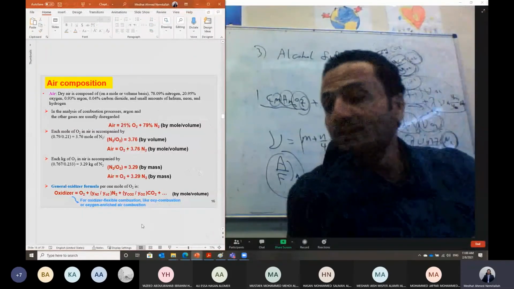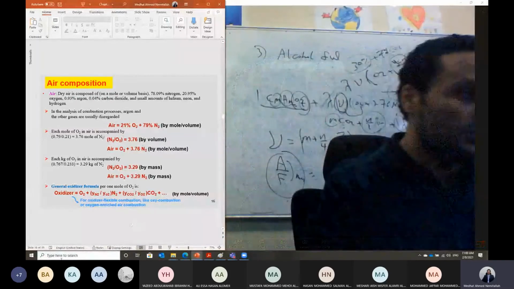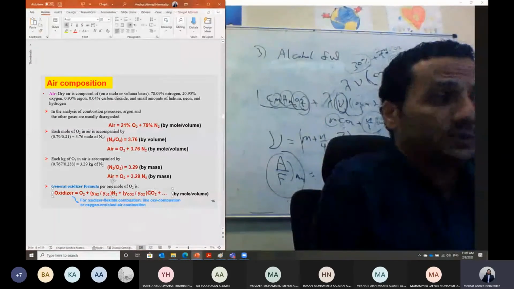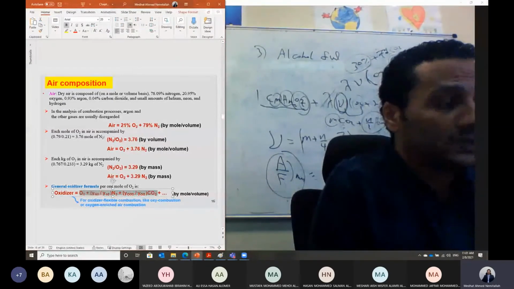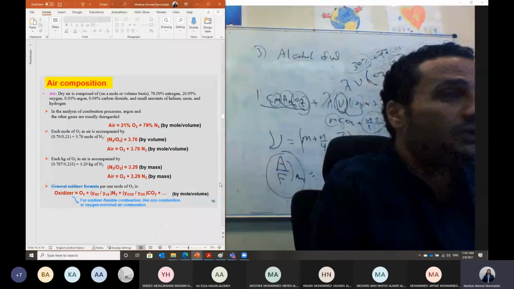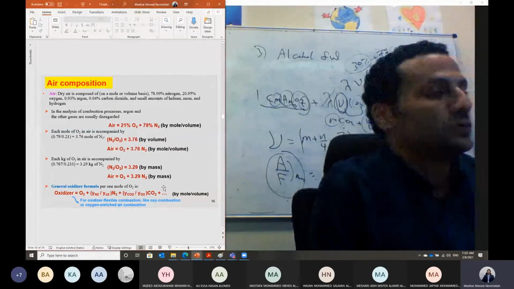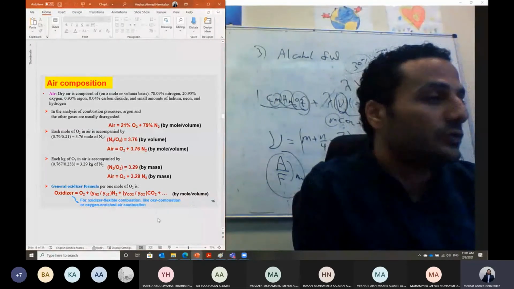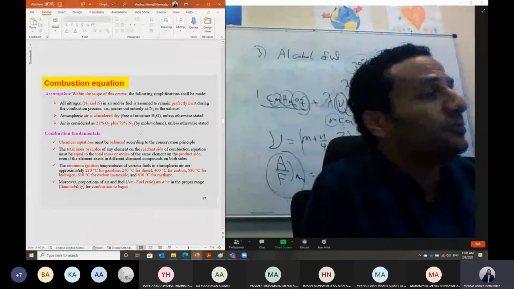So it may not be 3.76. In case of oxy combustion, we don't have nitrogen, we just have carbon dioxide. Then in this case, we can write down the oxidizer based on this expression. Or in some cases, as I told you, if we have oxygen enriched air, then the concentration of oxygen will be changed. Then we have to change the way we write down the combustion equation.